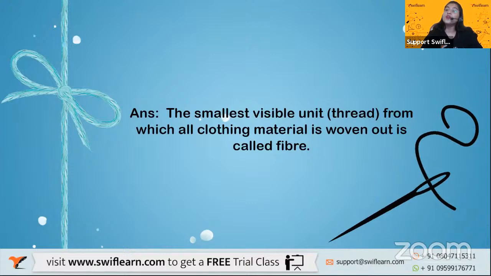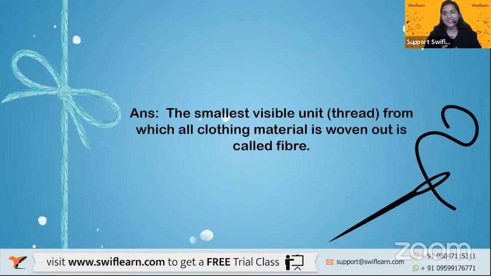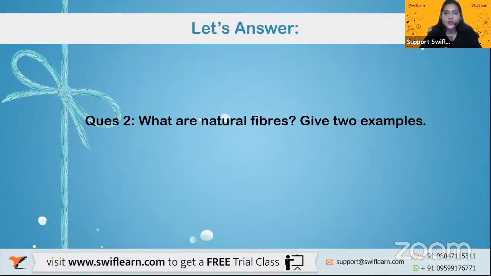Fiber is the smallest visible unit, or the thread, we can say, from which we can make the clothing materials. Okay. So the clothing materials are woven out with the help of this thread. This is known as the fiber. Very good. Chalo, let's see what is the second question.